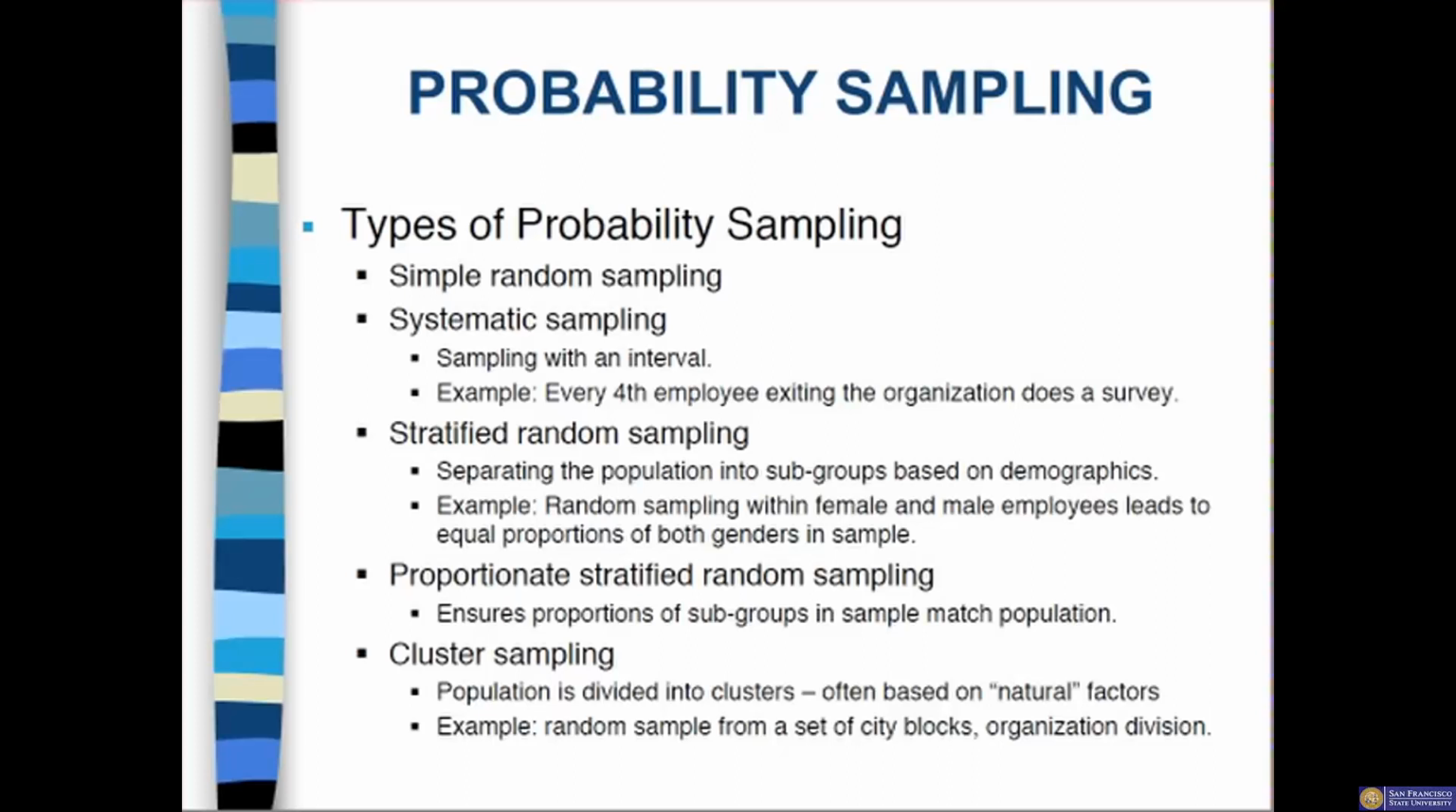Cluster sampling is the last one listed. This is when the population is divided into clusters, usually by so-called natural factors. Where a person lives is a common one in social science. So if you live in a certain area of blocks or a zip code, you're then randomly sampled in that cluster. A good one in IO psychology is often random sampling within a branch or a division of an organization.